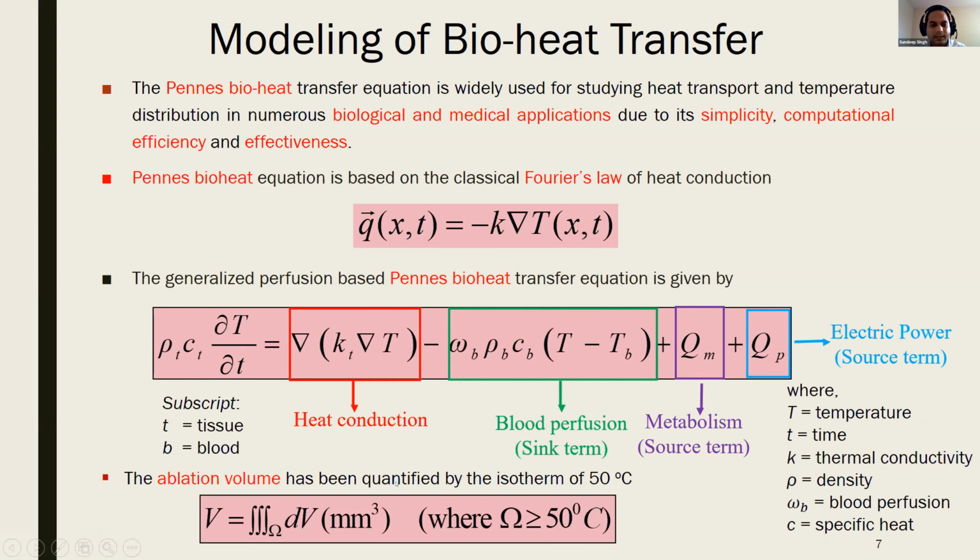Further, the ablation volume has been quantified by the isotherm of 50 degrees Celsius, which basically represents the region of the tissue where the temperature is greater than or equal to 50 degrees Celsius. That region will be assumed to be coagulated post cardiac ablation procedure.